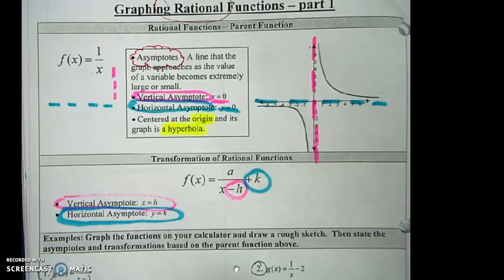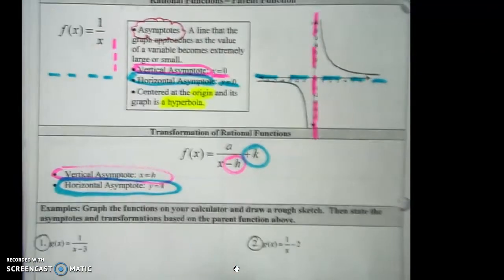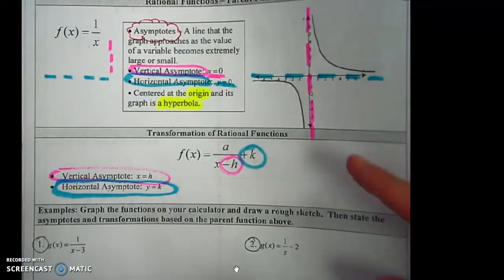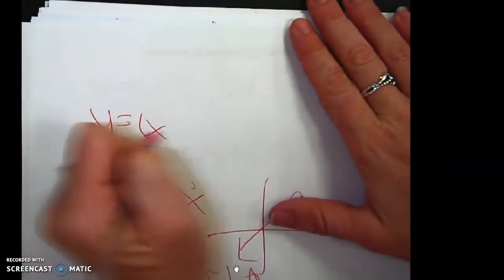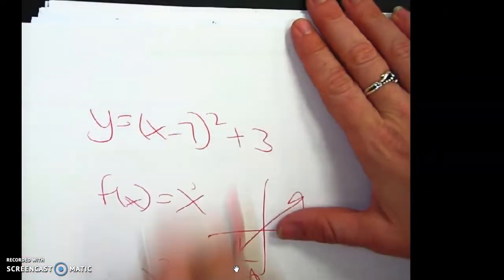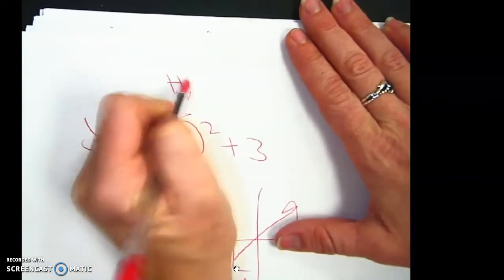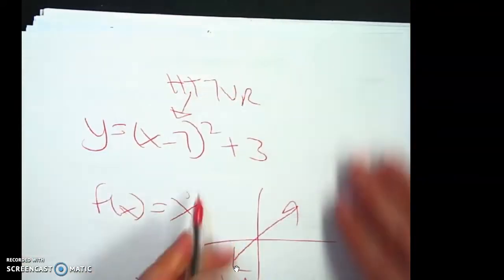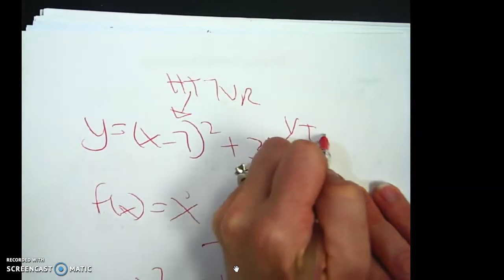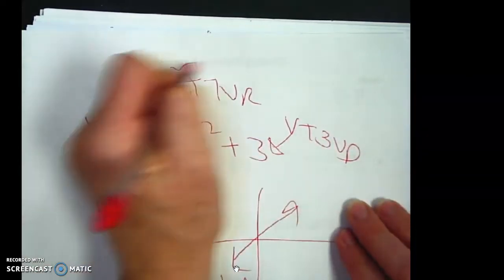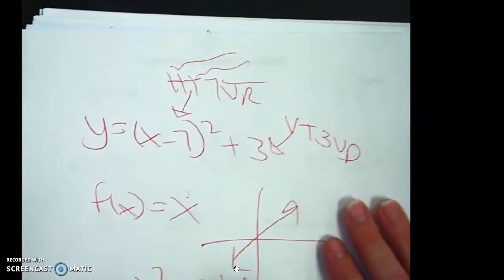What I also want you to see is that there are also transformations. Do you remember when you were doing a parabola? Let's go back to the parabola, and I had y equals x minus 7 squared plus 3. This would be a horizontal translation, 7 units right. And this would be a vertical translation, 3 units up. But of course, you'd handwrite that stuff. That's exactly what this is.